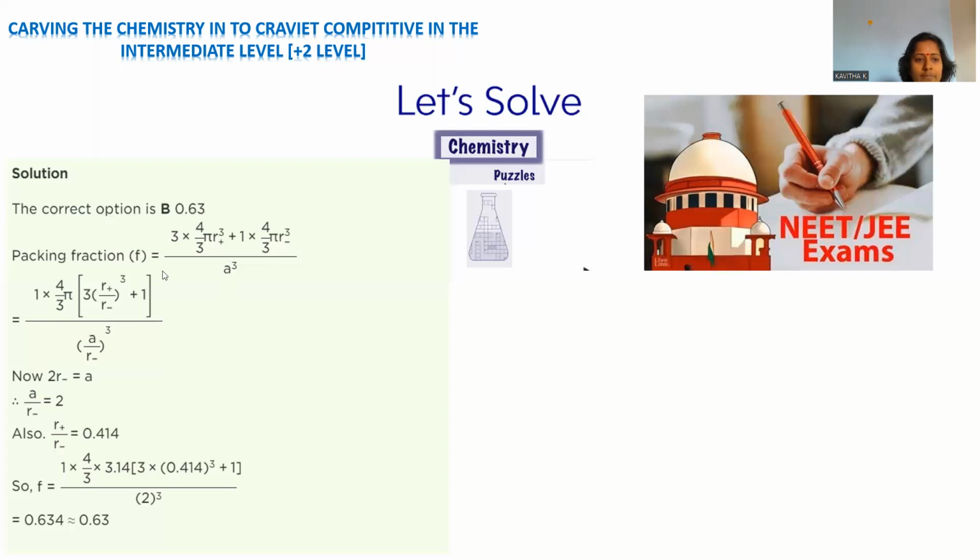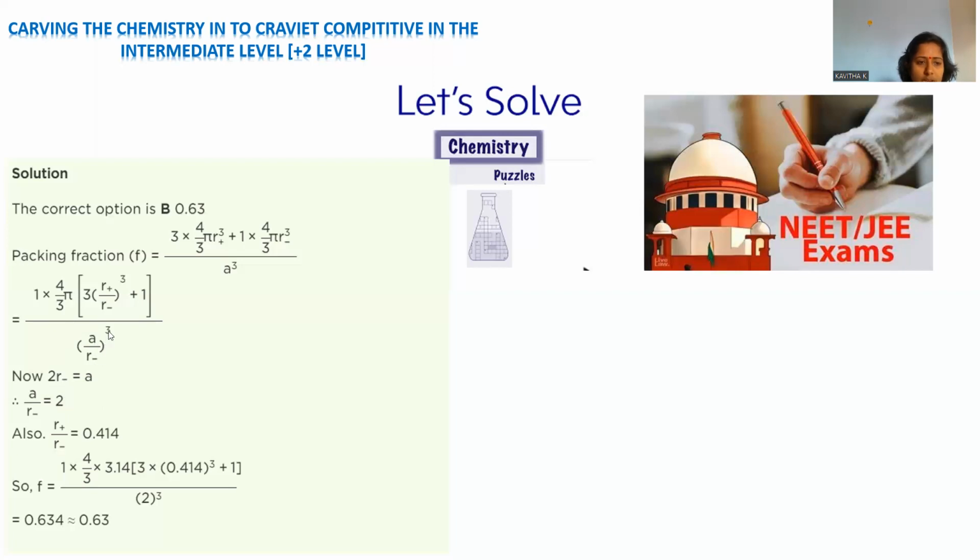1 into 4 by 3 pi taken as a common term, and the remaining will be 3 into r plus by r minus whole cube, plus 1. In the denominator, a cube will be there, taken as a by r minus cube. Okay, here another relation is with you, that is 2r minus is equal to a, right? So from this we can draw the known relation, that is a by r minus is equal to 2.